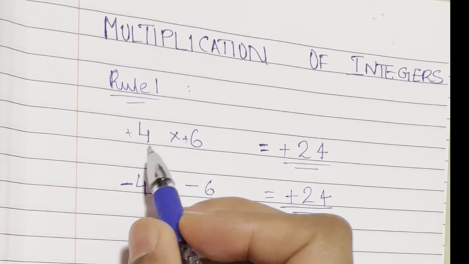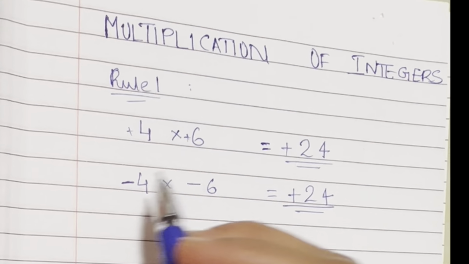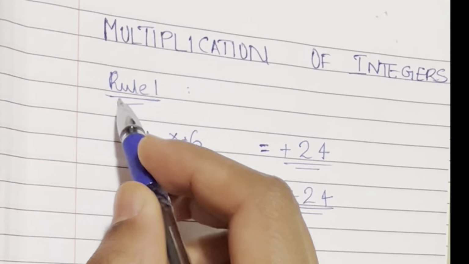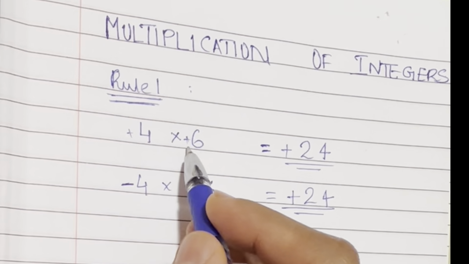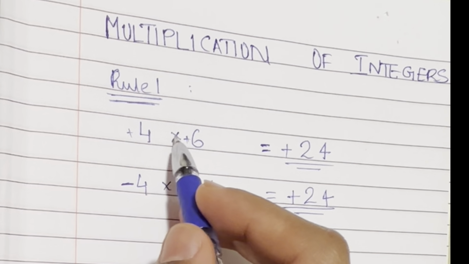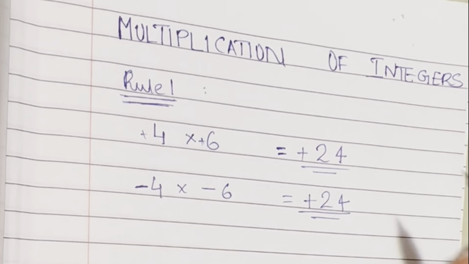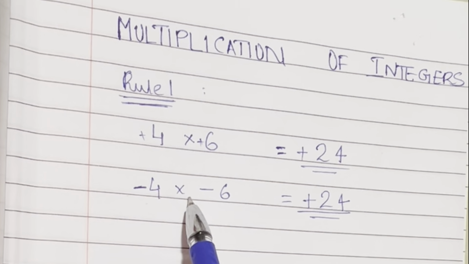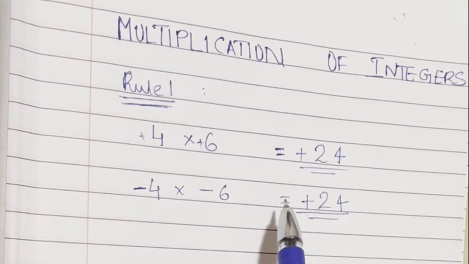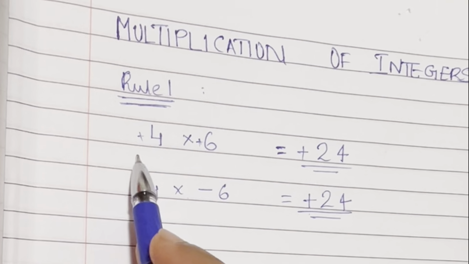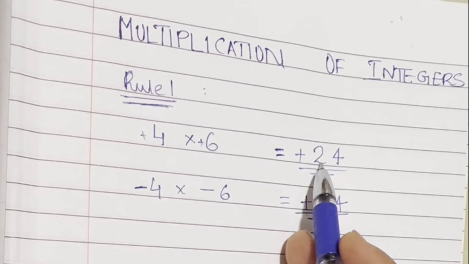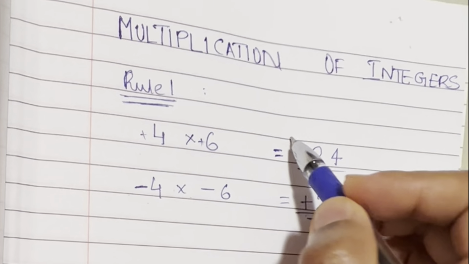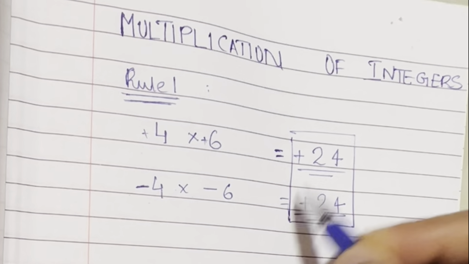See, when both are positive, it is positive. When both are negative, it is positive. So how do we understand rule number 1? When both are like signs, like sign means similar signs, it is positive. Understood? Do not get confused here. When both are the same sign, it is always positive. Remember this, rule number 1.